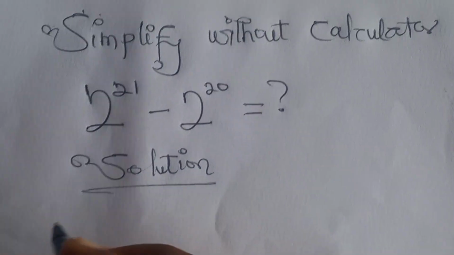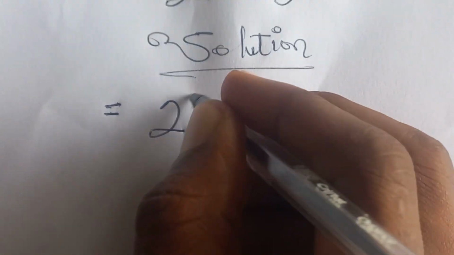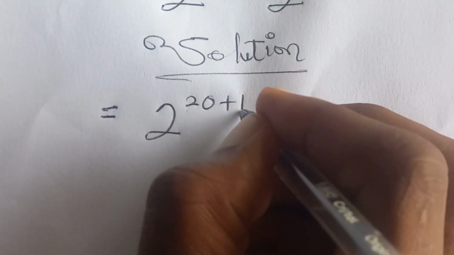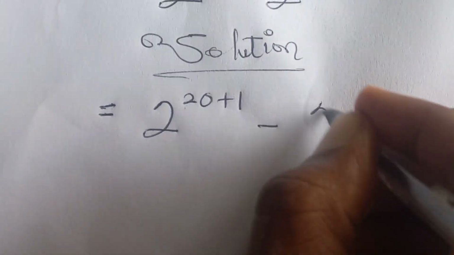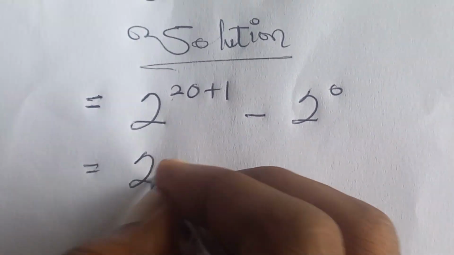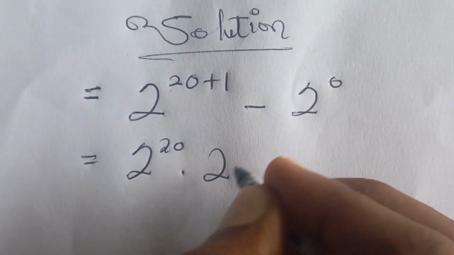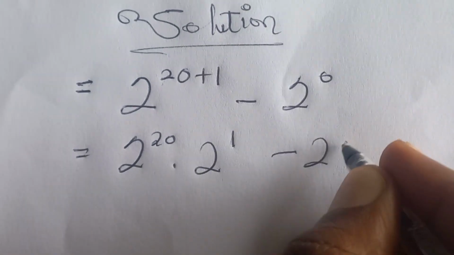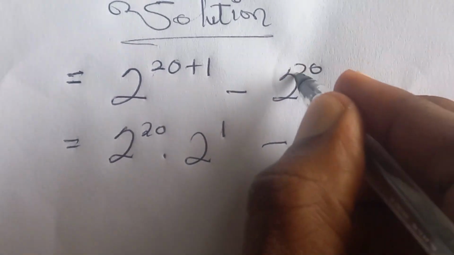Thank you. So from here, you say that this 2 exponent 21, you can express as 2 exponent 20 plus 1, minus 2 exponent 20. So from here, I say that 2 exponent 20 multiplied by 2 exponent 1 equals 2 exponent 20.